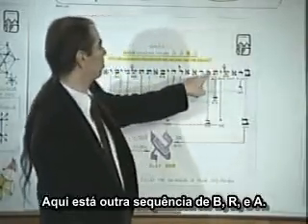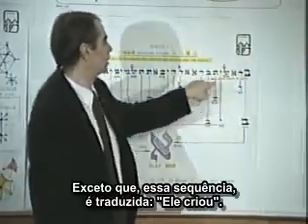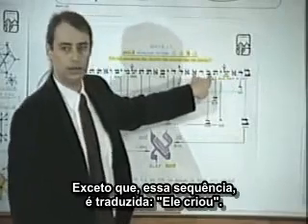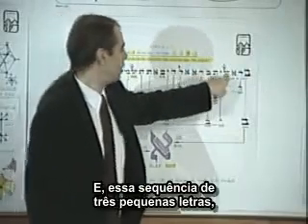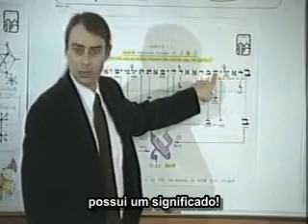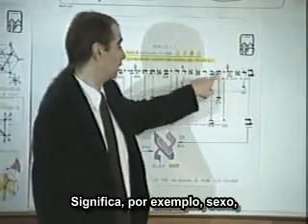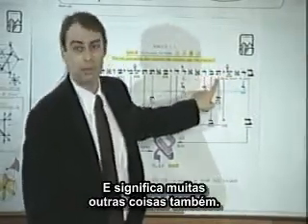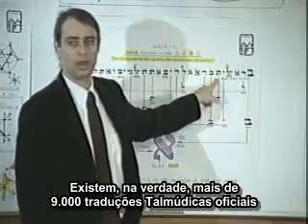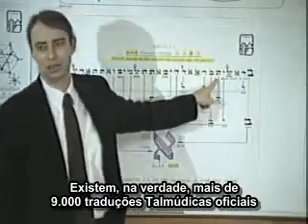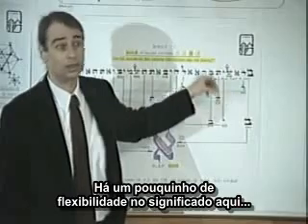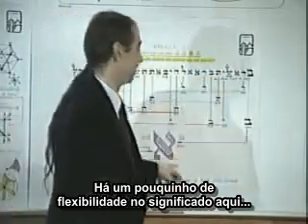Here's another sequence of B, R, and A, just like here. Except this sequence is translated, he created. And this little three-letter sequence has a meaning. It means, for instance, 6, or it means a thorn. And it means many other things, too. There's actually over 900 official Talmudic translations to the first verse alone. So there's a little flexibility in the meaning here.